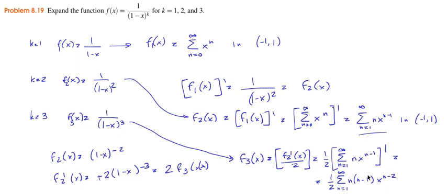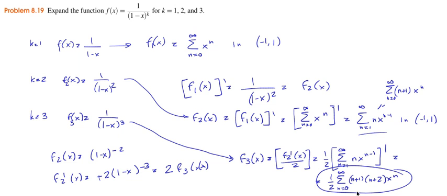And if you want, you can rewrite this as well. You can write it as the sum from n equals 0 to infinity of (n plus 1) times (n plus 2) x to the n, if you want to write it in terms of x to the n.